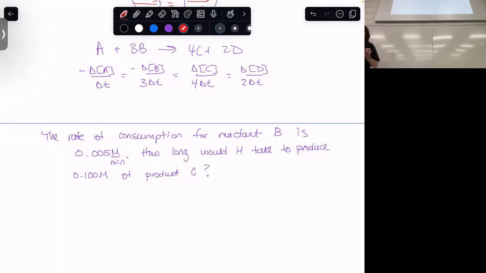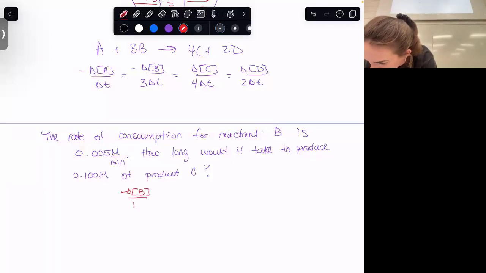Who else has an idea? We can use the equation above. Which two portions are we going to pick out from here? We're going to pick out B and C. So we can say that the negative change in concentration of B over time with its 3 in the denominator is equal to the change in concentration of C over its change in time.